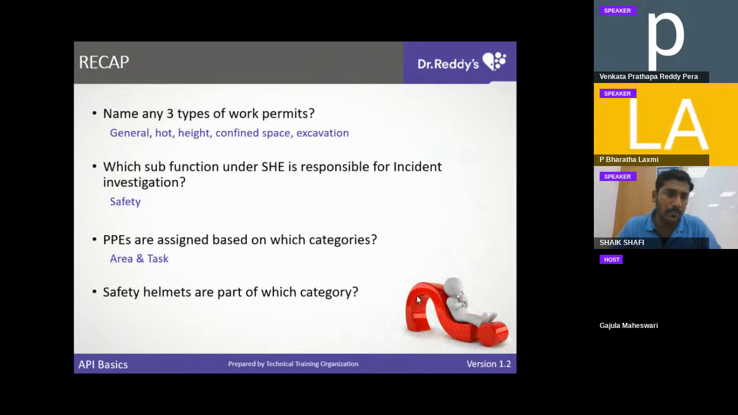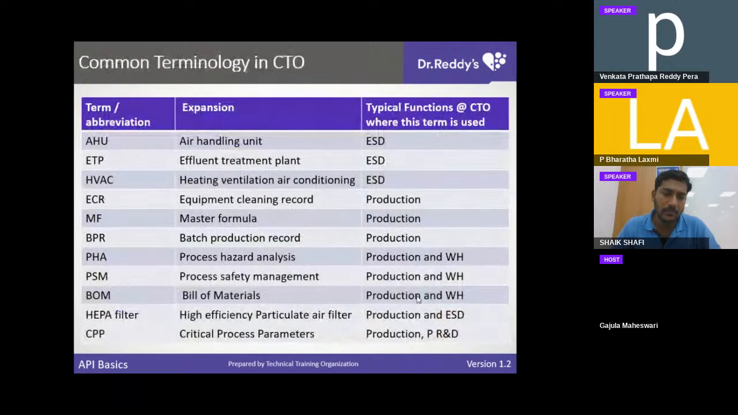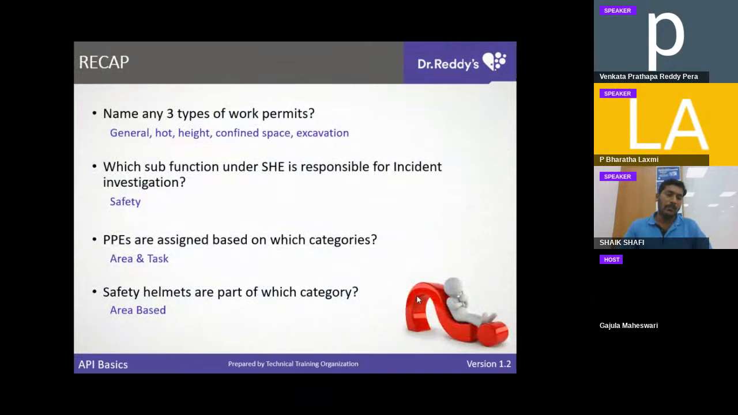And some recap, different work permit systems. This is the work permit systems. Name some work permit systems, and which function is responsible for safety. This is safety. PPE are assigned based on which category? One is area based, and one is task based. Safety helmets are part of which category? That is the area based category. Yeah, proceed, Maheshwari.